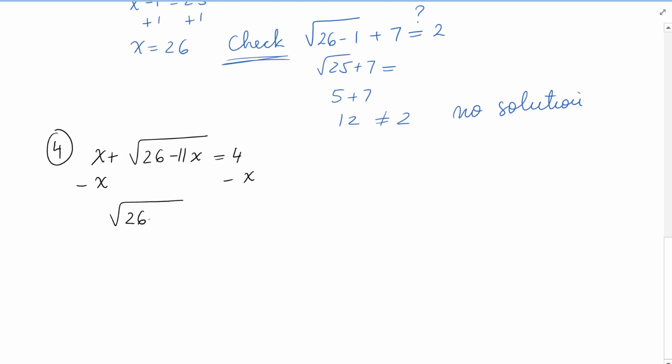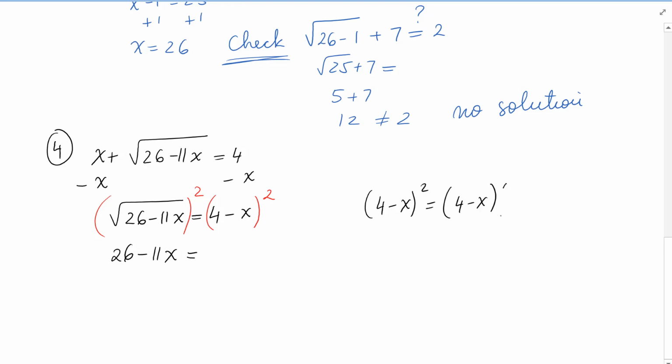So on the left-hand side now, we just have the radical, and on the other side, we have 4 minus x. So the same thing that we've done before, square both sides. On the right-hand side, there are two terms, and I'm going to square the quantity, not each term separately. So we get 26 minus 11x, and on the right-hand side, be very careful, 4 minus x squared, we need to write 4 minus x times 4 minus x, and if you FOIL it, or if you remember the formula, it's 16 minus 8x plus x squared.